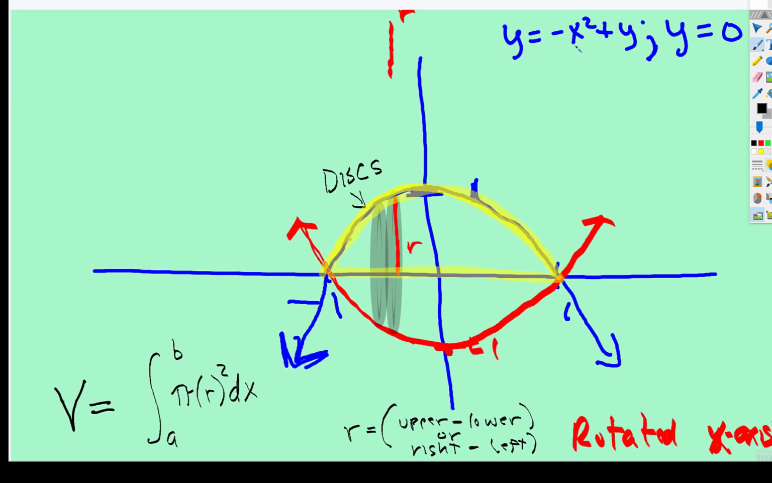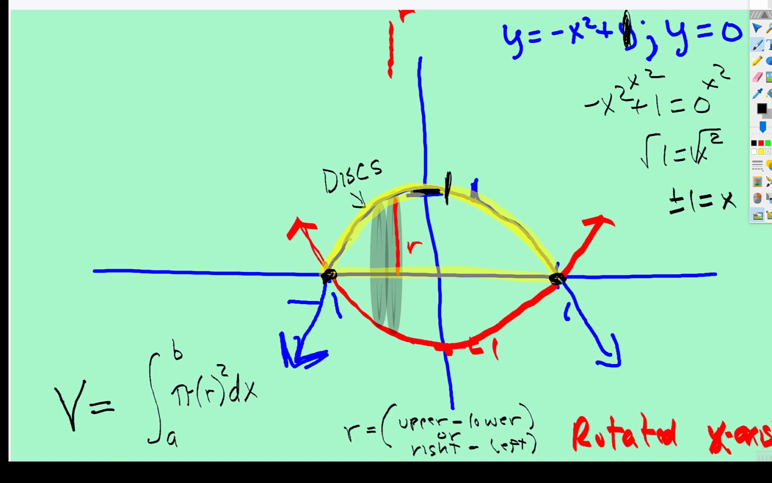We have y is equal to negative x squared plus 1. That's what this is. This is the height of 1. And how I knew that this would be negative 1 and this would be positive 1, I just set those equal to each other. Negative x squared plus 1 is equal to 0. I added the x squared on both sides. 1 is equal to x squared. And then just take the square root of both sides. So positive negative 1 is equal to x. So that's where I got these.